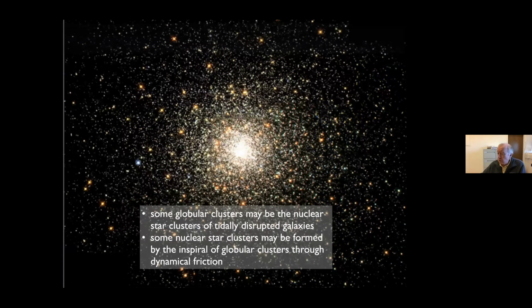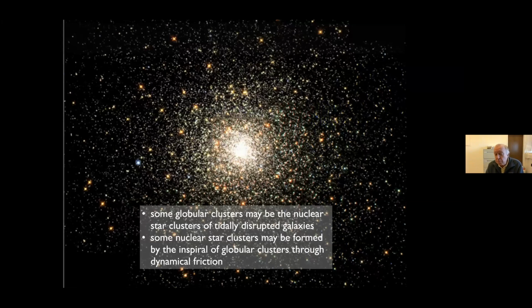I can't resist talking briefly about the relation between nuclear star clusters and globular clusters, which are the second densest stellar systems in the universe. There's a close relation between the two kinds of systems. In particular, we believe that some of the brightest globular clusters are the nuclear star clusters of tidally disrupted galaxies. And there's strong evidence that at least some nuclear star clusters are formed by the in-spiral of globular clusters to the center of the galaxy through dynamical friction.